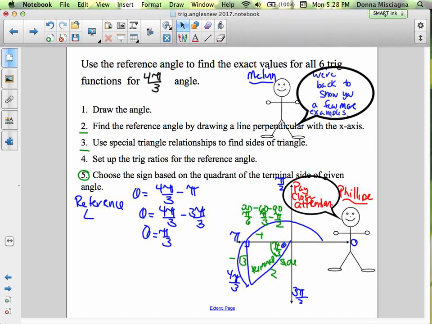The only thing, of course, that will be positive is r, because r is always positive. That's our hypotenuse. It's a distance. It has to be positive. All right, so now let's write down all our trig ratios.